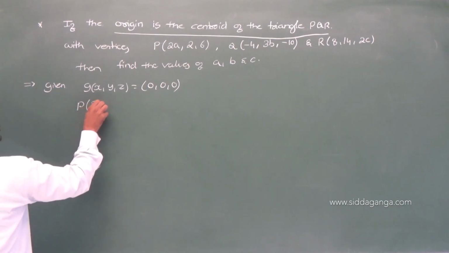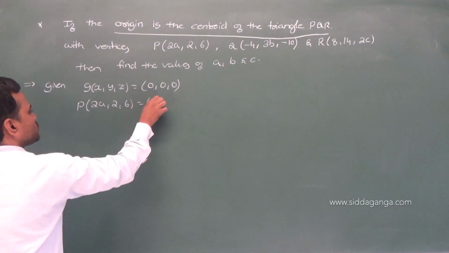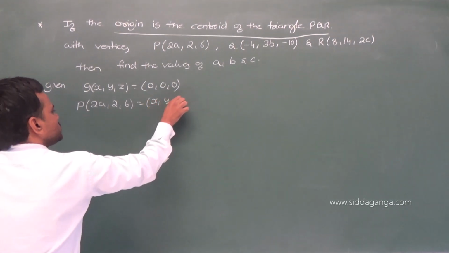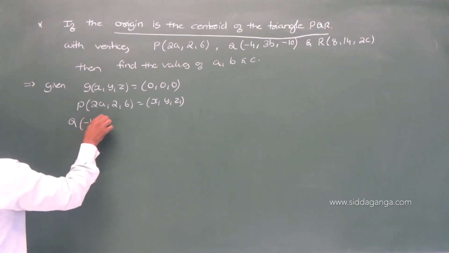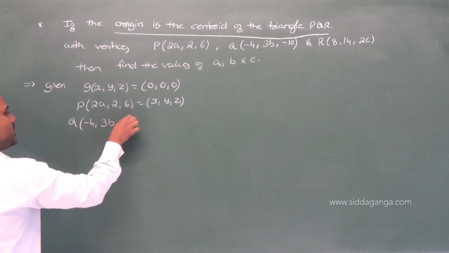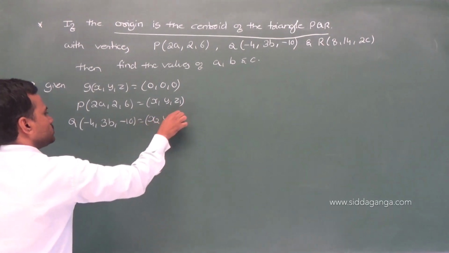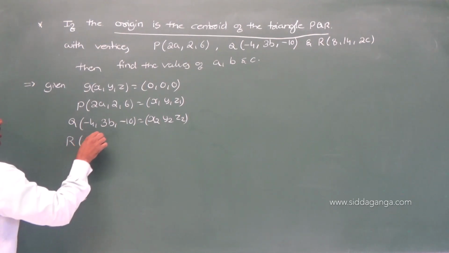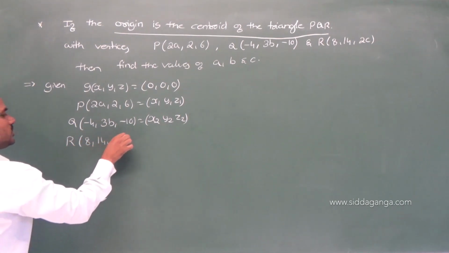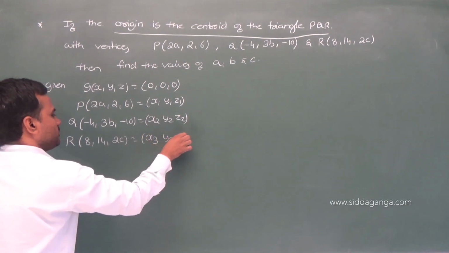P of 2a, 2, 6. This is nothing but we write as x1, y1, z1. Then Q of -4, 3b, -10. That we write as x2, y2, z2. And lastly R of 8, 14, 2c. That we can write as x3, y3, z3.